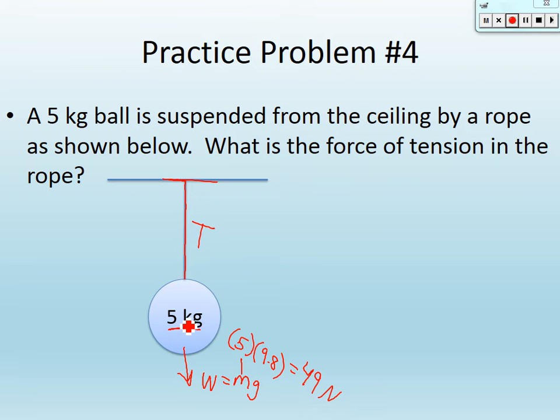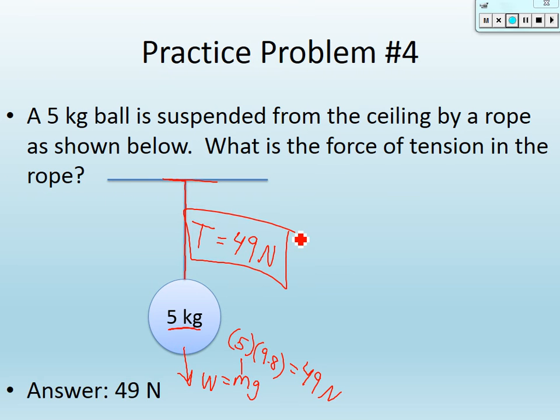Now, is this object moving up and down? No, it's at rest. So what does that tell you about the forces that are acting on it? They're balanced. So what does tension have to equal? 49 newtons. Okay. So how easy is that? Okay. Finding tension. Now it can get a little more complicated. Let's look at some practice problems that are a little bit more complicated than that.